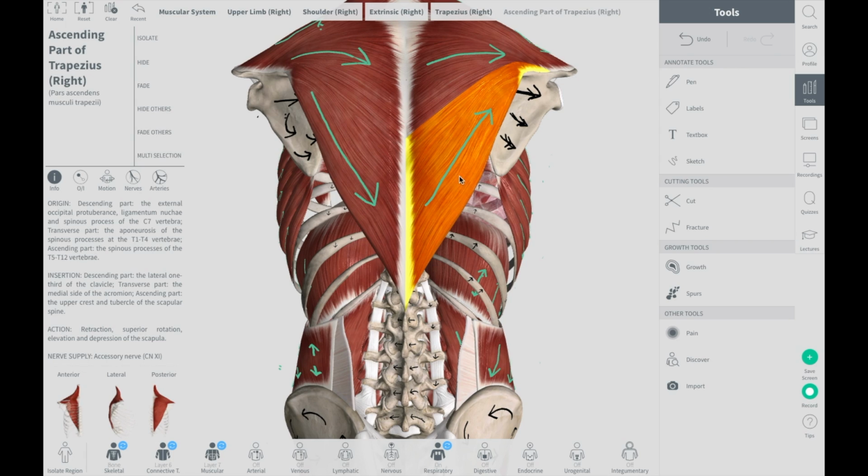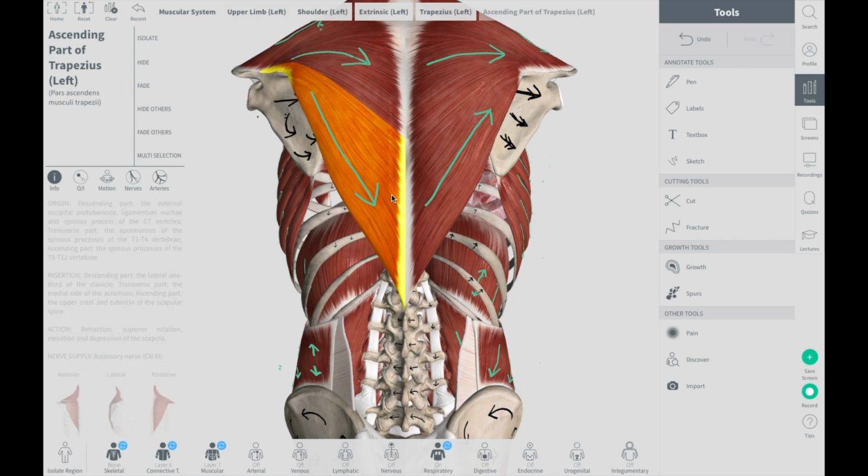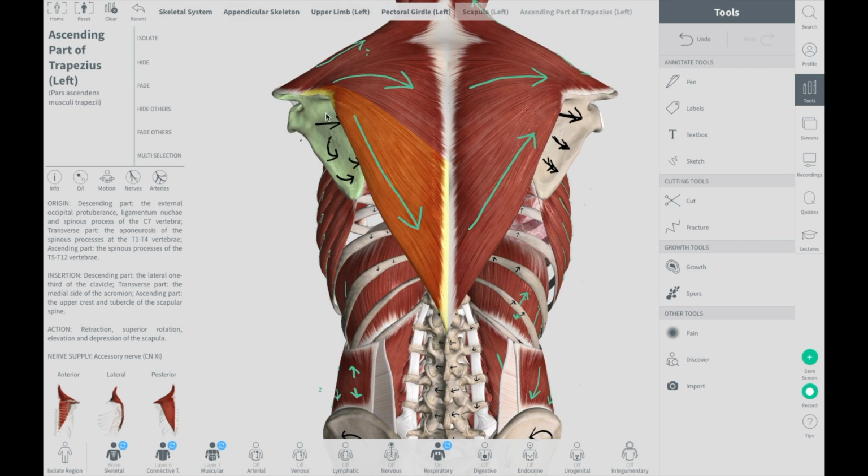Now, onto the left lower trap. With the concentric actions of the right lower trap spinal attachments, the spinal attachments of the left lower trap plays a much more eccentric role, providing an anchor for the left scapula's retraction.